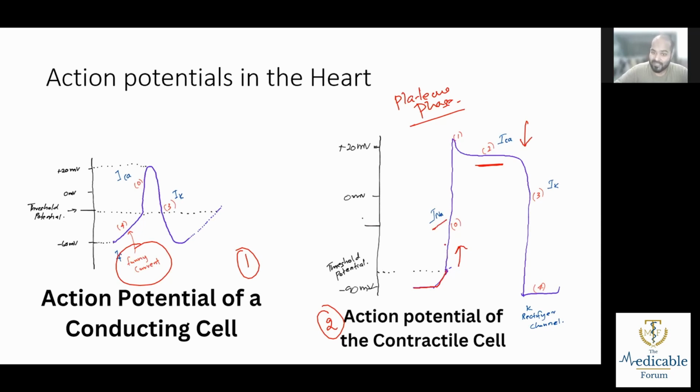The sodium influx takes the resting membrane potential to a depolarized state, and then finally, to maintain the plateau phase, it is the interaction between the calcium channels and the potassium channels. That is what happens. And then finally, when the calcium channel ceases to function, it is only the inward rectifier potassium channels which send the potassium out, and that is how the membrane potential comes back to the resting membrane potential.